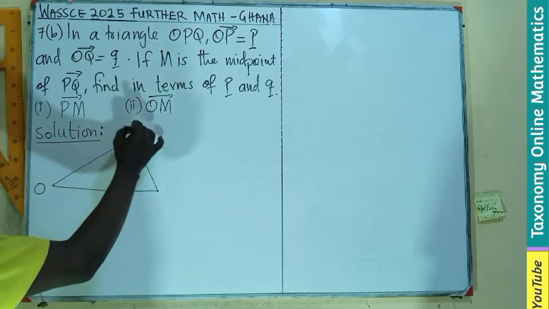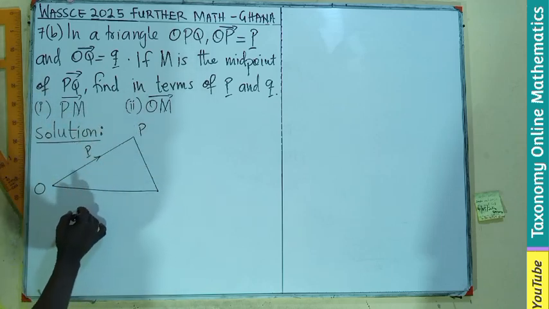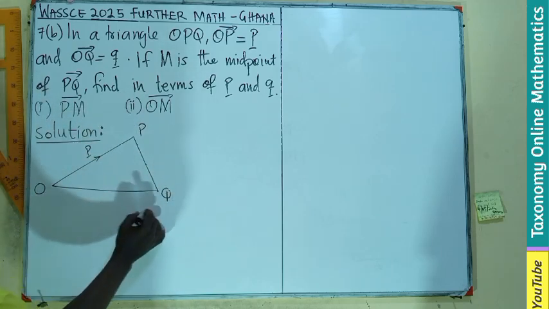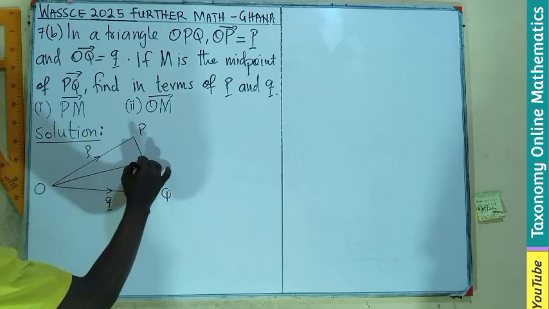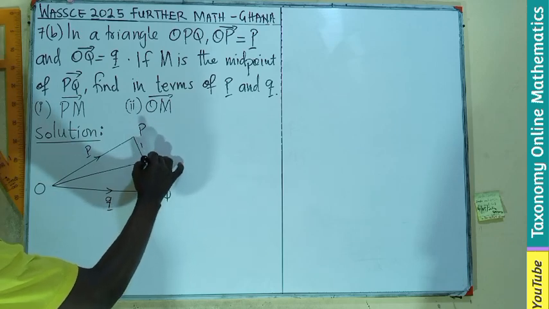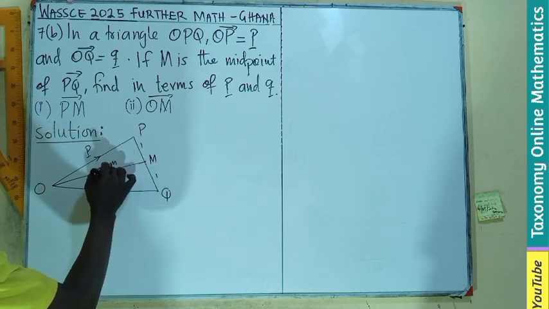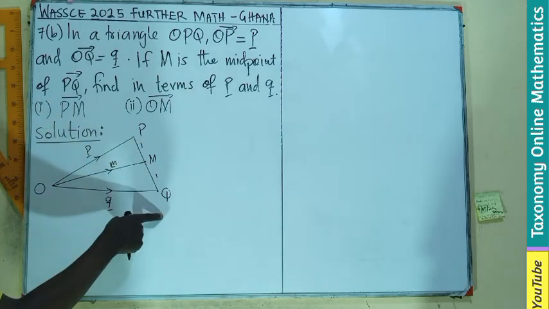The origin O to P as a vector, then OQ as a vector, then OM, which is a midpoint division. So M is here. That is going to be vector OM. All right. What do we need? We want to find PM.